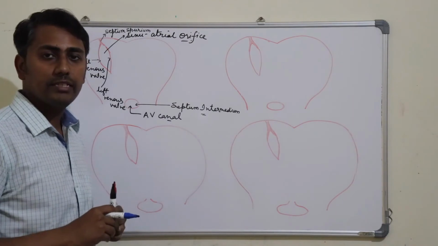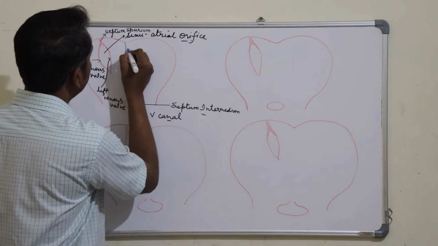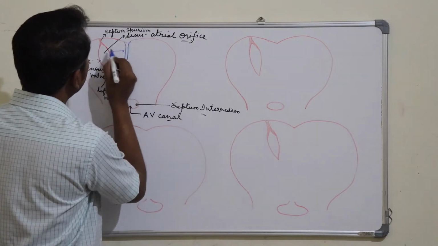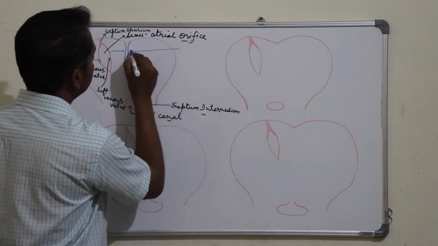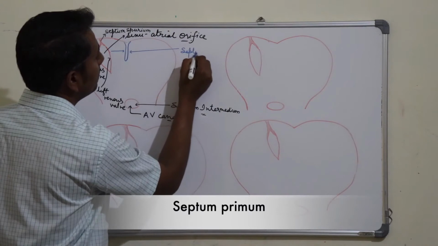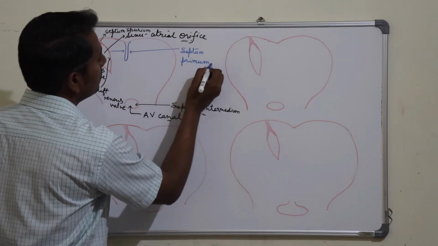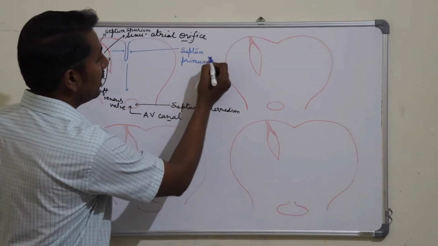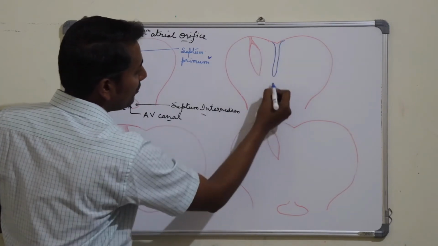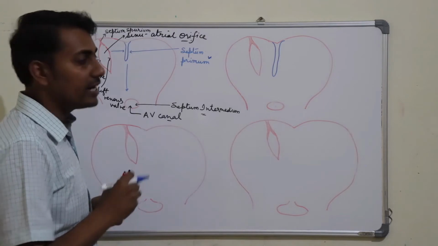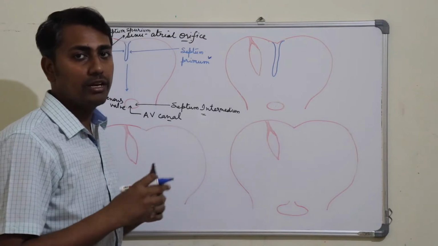The first septum, that is the septum primum, arises from the roof of the atrium just left to the septum spurium and the left venous valve. So this is the septum primum. This septum primum then grows downwards towards the atrioventricular canal to get fused with this septum intermedium or the fused atrioventricular cushion.